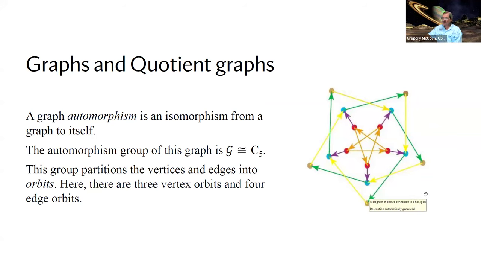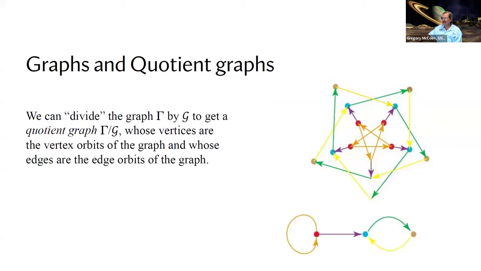So we can partition all of the vertices into orbits and the edges into orbits, and then we can create a quotient graph. The vertices of the quotient graph are the vertex orbits. All of the red vertices are collapsed into a single red orbit. All of the blue vertices, I seem to be missing some vertices, have been mapped to this blue orbit, and all of the brown ones to this brown orbit. So that's how you get a quotient graph.